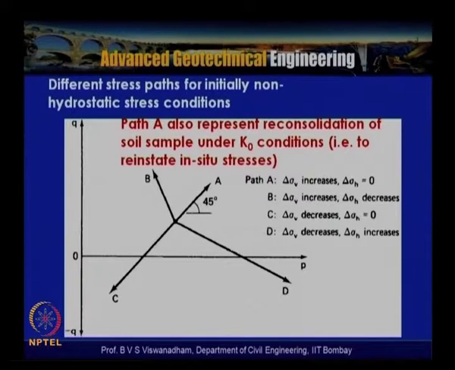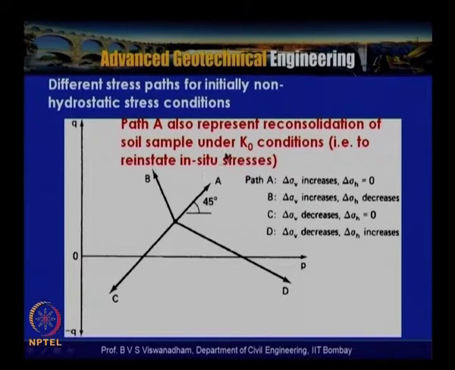Now one more piece of information is that the path A, which is here, is initially under non-hydrostatic stress conditions. These are the initial in situ stress conditions for a sample, when we have sigma V not equal to sigma H. So path A also represents the reconsolidation of a soil sample under K naught conditions.